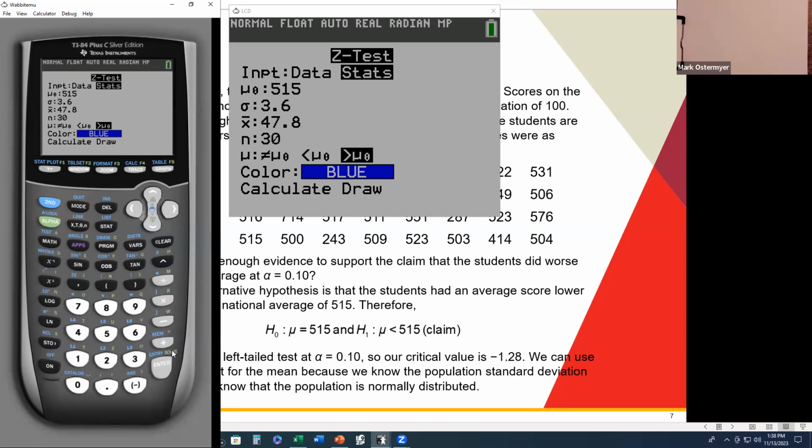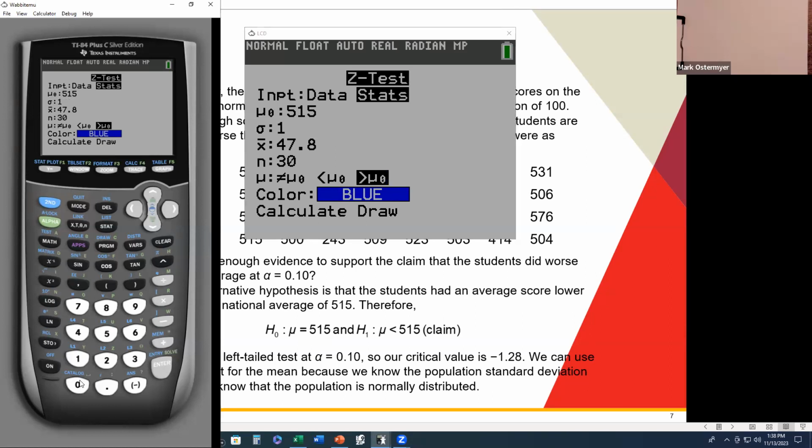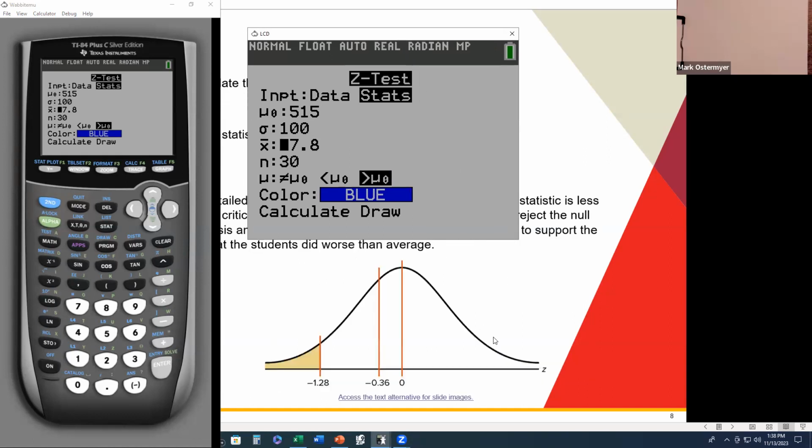Standard deviation for this test is what? What was the standard deviation? 100. What was the sample mean? 509.028.